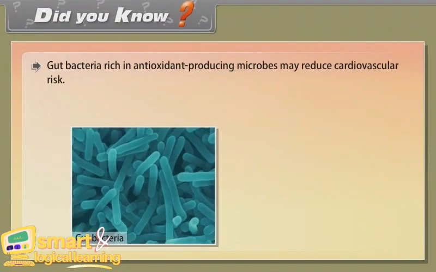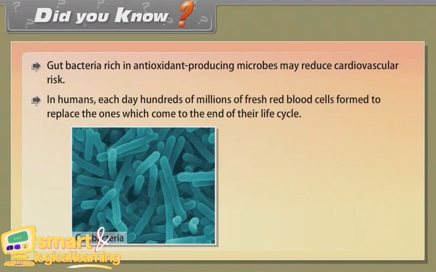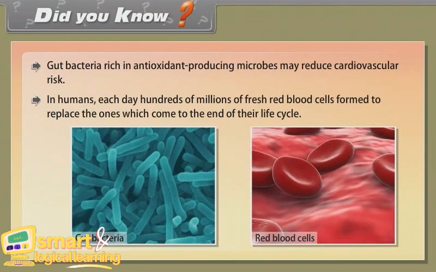Did you know? Gut bacteria rich in antioxidant-producing microbes may reduce cardiovascular risk. In humans, each day hundreds of millions of fresh red blood cells form to replace the ones which come to the end of their life cycle.